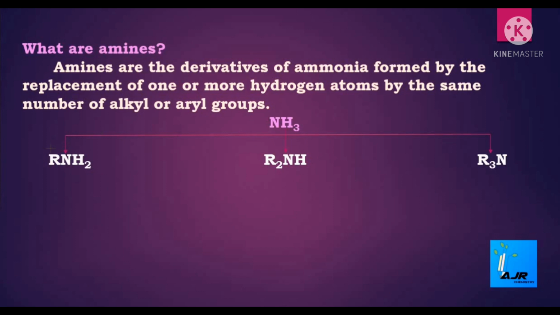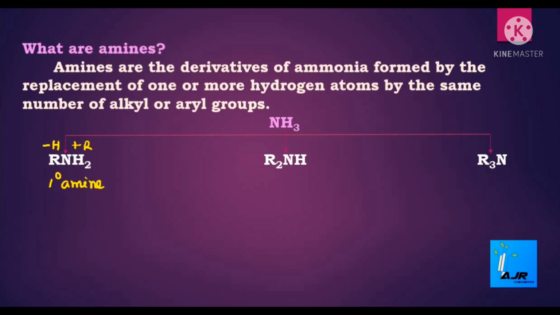From this ammonia, when one hydrogen is removed, and in the place of hydrogen you add an alkyl group, we get RNH2, which is nothing but a primary amine. This is a primary amine.